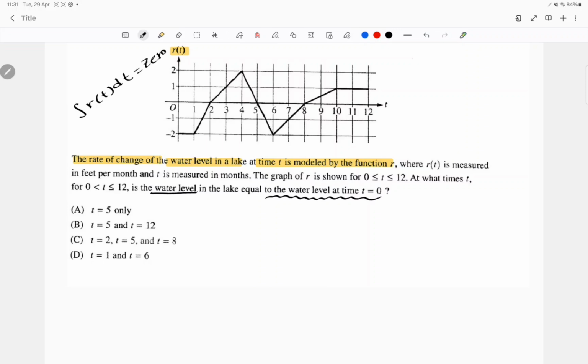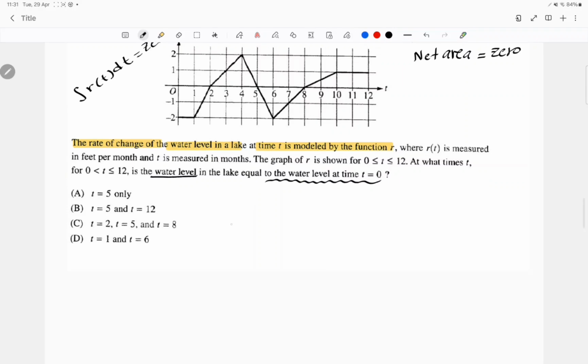Okay, so we want the net area to be equal to 0 to have no change in the water level. Let me start by integrating from 0 to 2 and see what I get.